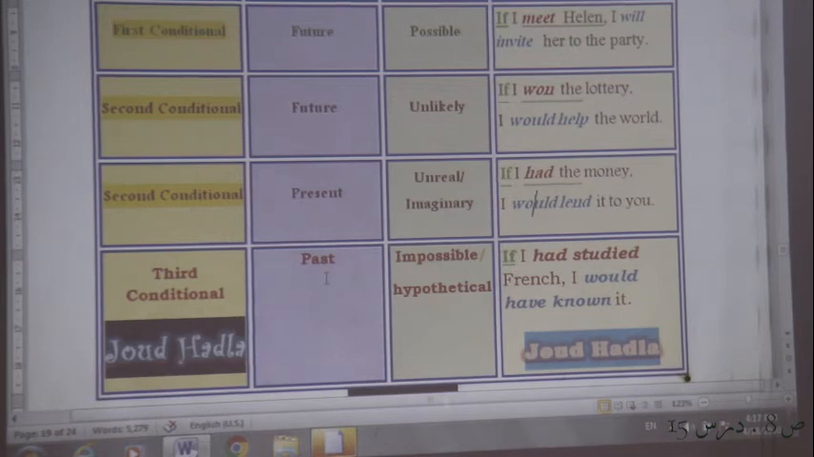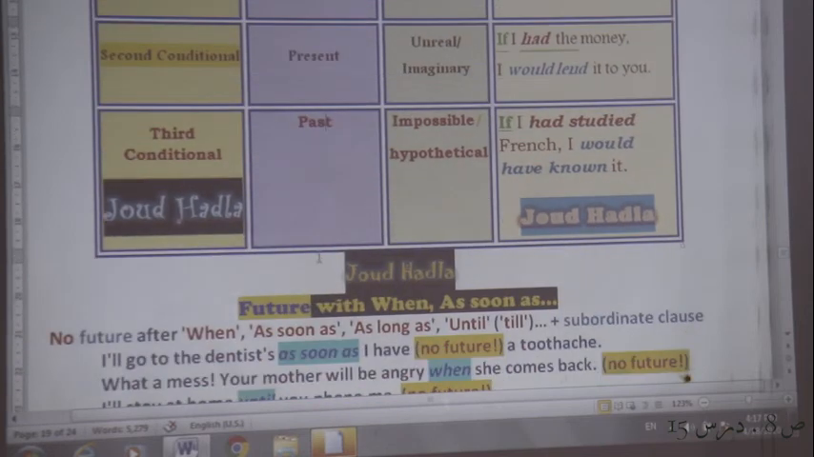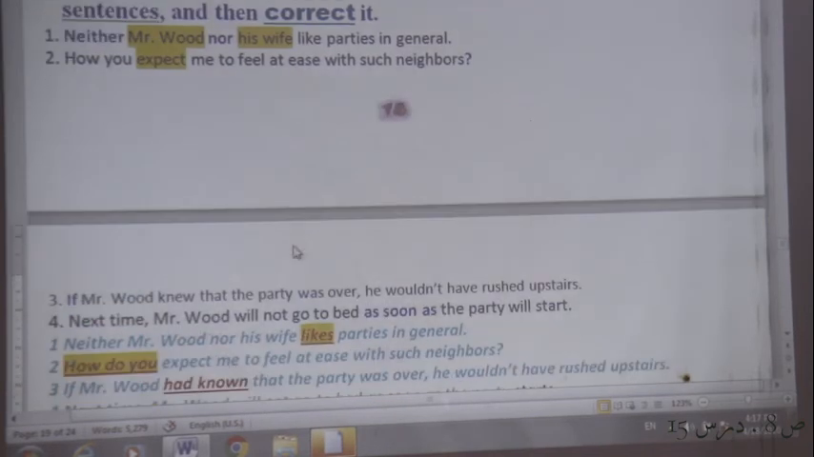So again, in the first conditional, in the if part, you need present simple. In the second conditional, in the if part, you need past simple. In the third conditional, in the if part, you need past perfect. In the first conditional, we need will plus infinitive. In the second conditional, would plus infinitive, and in the third conditional we need would have known, and it refers to the past. Don't forget this important note. Now you are ready to correct the sentence with me.